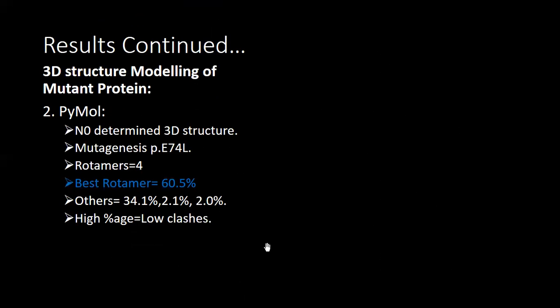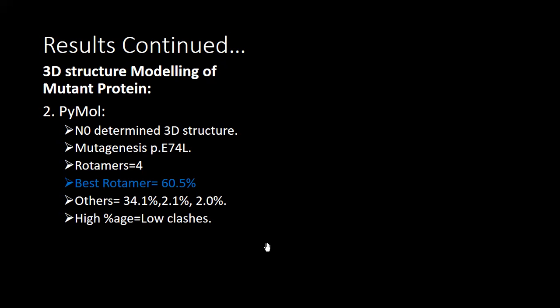And also the structure of this gene, BHLHA9, was not determined. All determined structures are present in PDB, the Protein Data Bank. So I searched the Protein Data Bank, and there was no determined structure. So that's why I created a 3D predicted model of this gene.